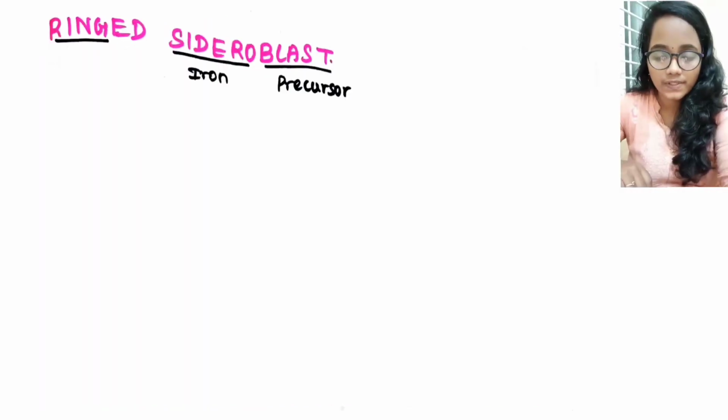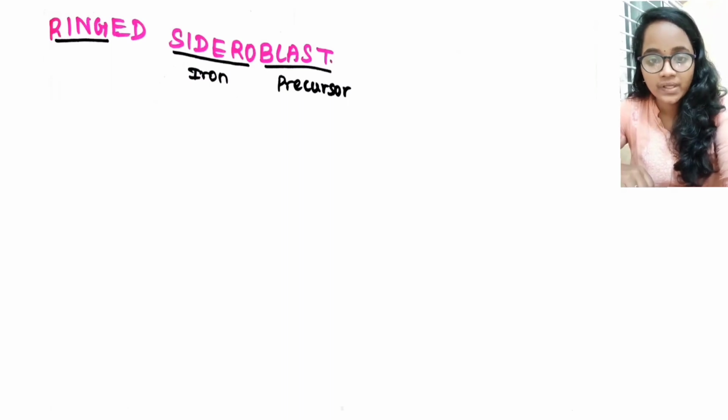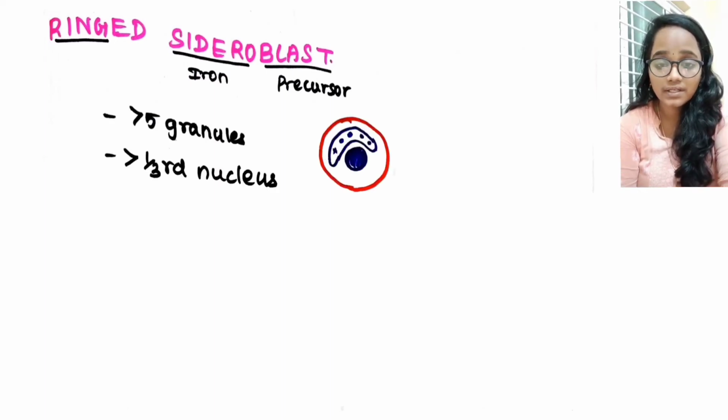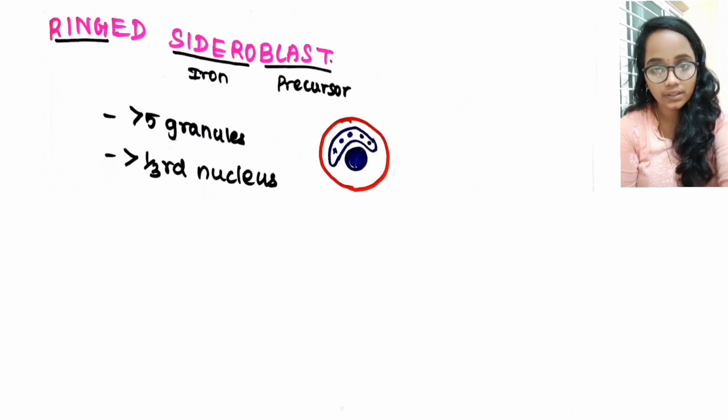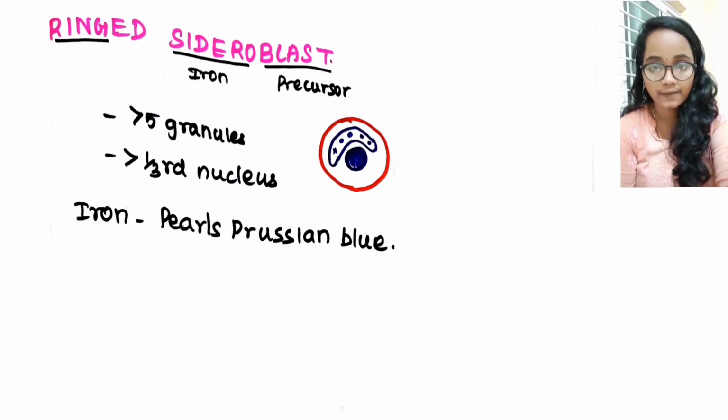Ringed sideroblast. Sidero means iron, blast means precursor cells. So it is accumulation of iron in RBC precursors in a ring-like fashion. It is called a ringed sideroblast. The criterion to call it a ringed sideroblast is that the iron should cover more than 1/3 of the nucleus, or there should be more than 5 granules. This iron is better seen by Prussian blue stain.